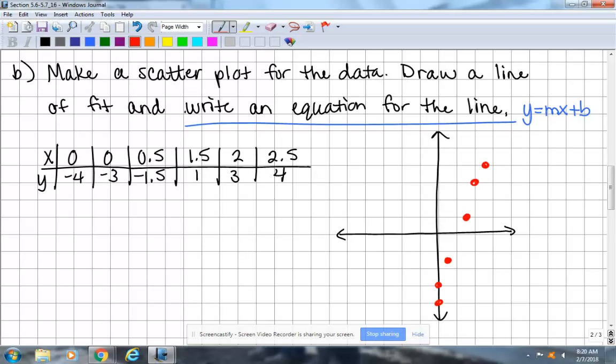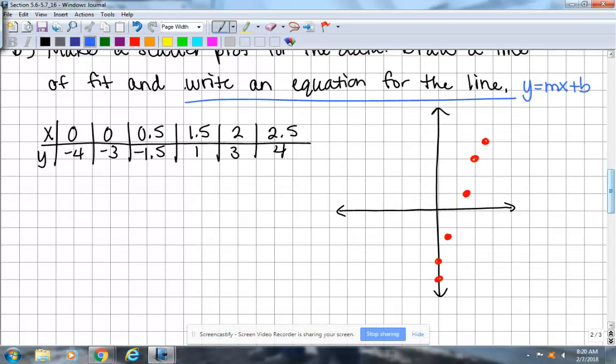And then you're going to draw a straight line. I'll do mine in blue. And you want it to go through your data. And you want to touch or be really close to touching as many points as possible. That will not work. Arrows on it. And that is your line of fit.